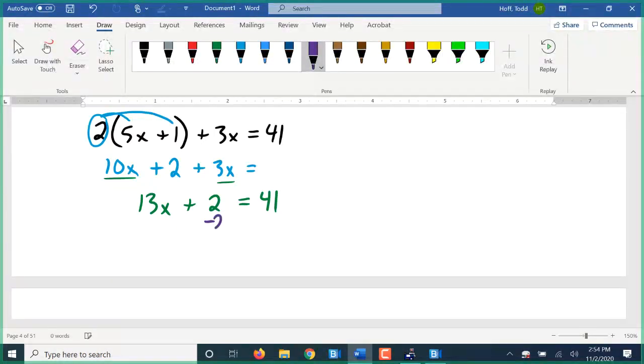Now we're going to go ahead and subtract 2. 13x equals 39. And divide by 13. X equals 3.